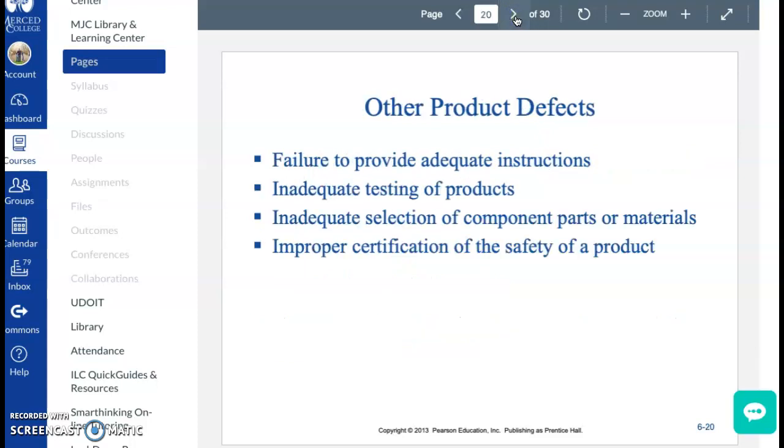Then with other products, we're looking at failure to provide adequate instructions. If it's something that's difficult to use or not normally used, it would need adequate instructions. Testing products is another one, or improper certification of safety. So if they haven't followed through and really tested it.